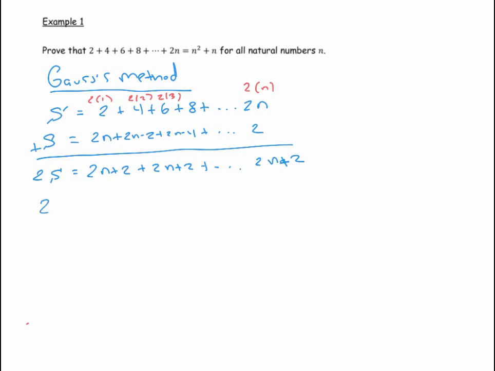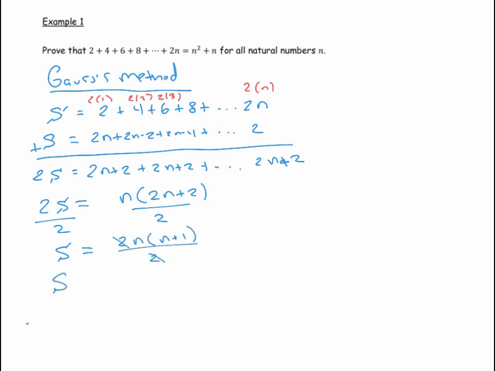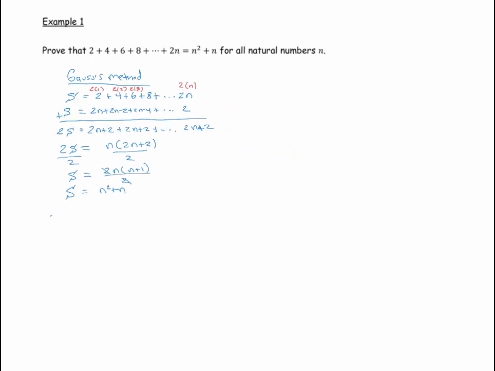So this is 2s equals n of these, dividing by 2. And we can factor out a 2 here in the top, and we see that the claim is true. So that was a direct way of proving this. Let's see how this would look if we were to try to prove it inductively.